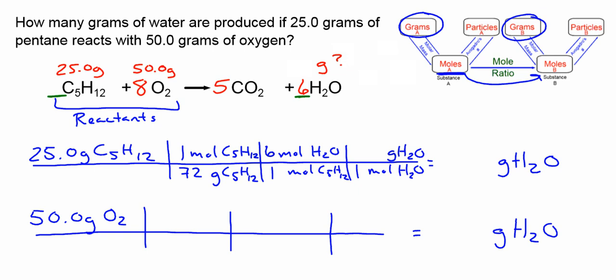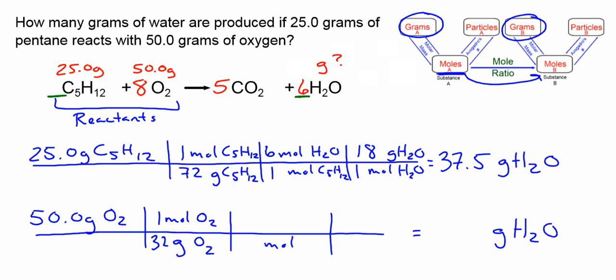So again, grams come from the periodic table. I'm going up to grams here. So 16 plus 2 is 18 grams, and now I'm going to calculate that out. And I get 37.5 grams of water produced if I have 25 grams of pentane. But what if I had 50 grams of oxygen? Same concept. Bring the oxygen down. O2 is 16 times 2, and that's what 1 mole equals.